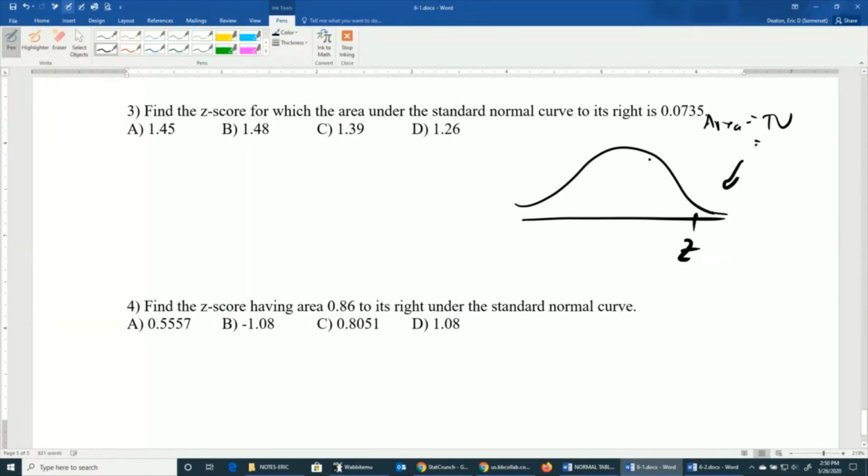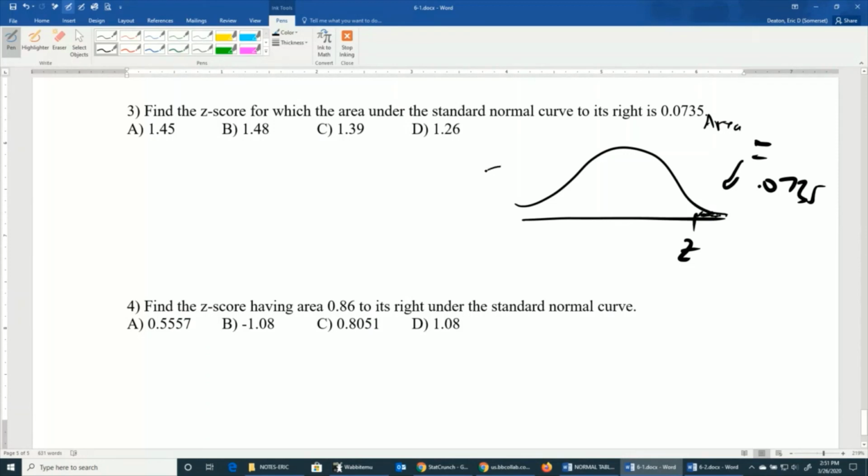I guess because these videos are long enough as it is, I'm trying to make them shorter. So that's 0.0735. So I want to shade that in. So if I use a table, which I am, I cannot find this, because the table always gives us area to the left. So the area is not actually a table value for this one yet.